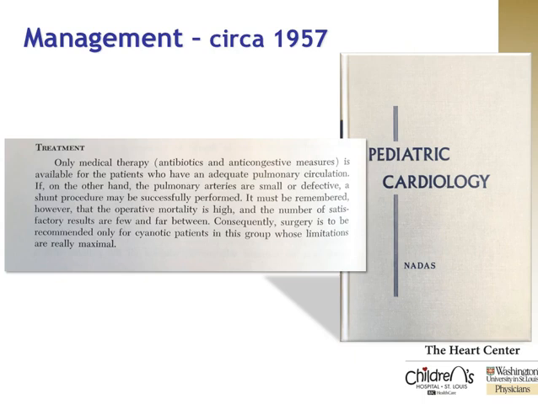available for patients who have an adequate pulmonary circulation. If, on the other hand, pulmonary arteries are small or defective, a shunt procedure may successfully be performed. It must be remembered, however, that the operative mortality is high, the number of satisfactory results are few and far between. Consequently, surgery is to be recommended only for cyanotic patients in this group whose limitations are really maximal.